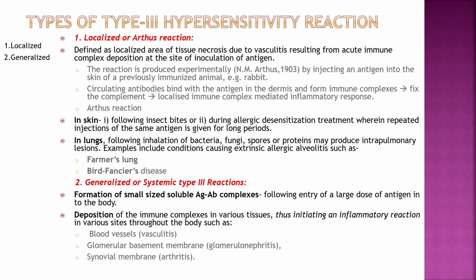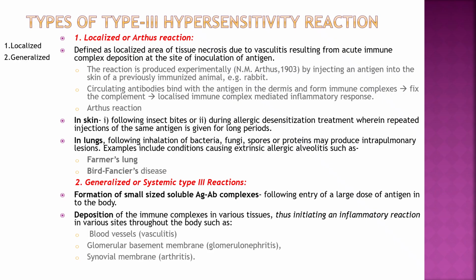The reaction was produced experimentally by Arthus in 1903 by injecting an antigen into the skin of a previously immunized animal, that is a rabbit. Circulating antibodies bind with the antigen in the dermis and form immune complexes, which fix the complement, causing a localized immune complex mediated inflammatory response. That is called the Arthus reaction.